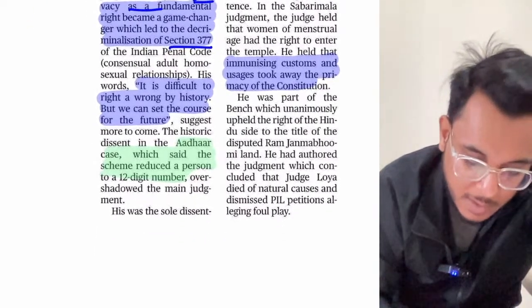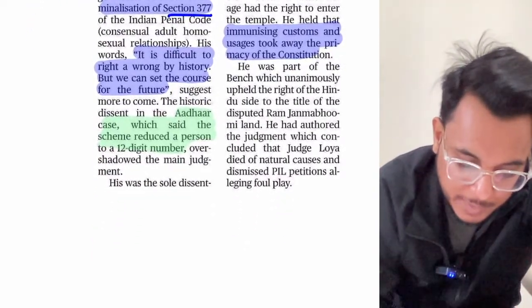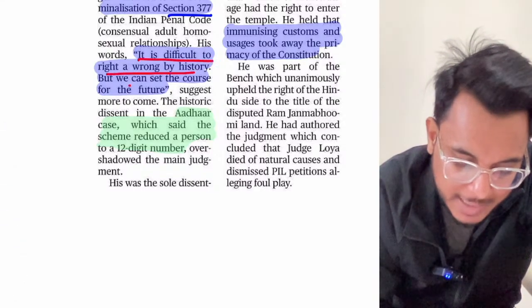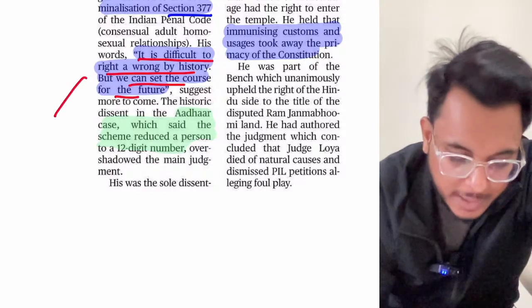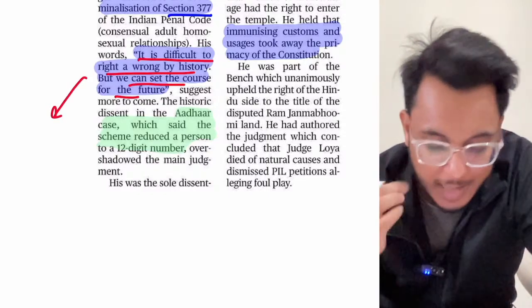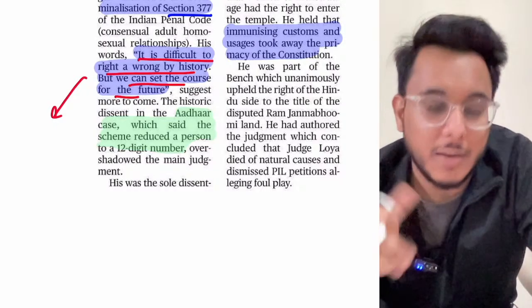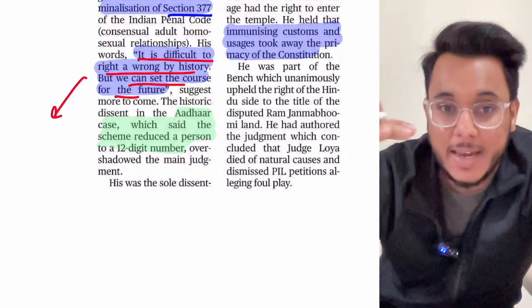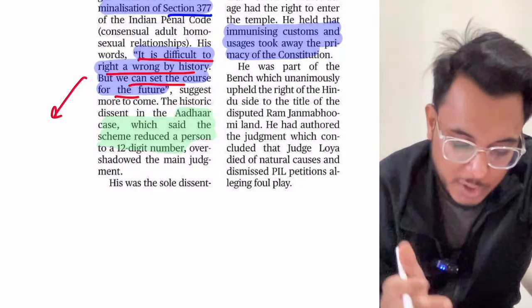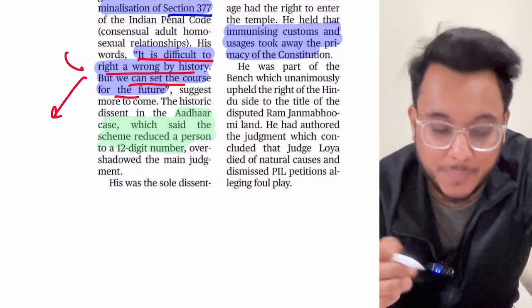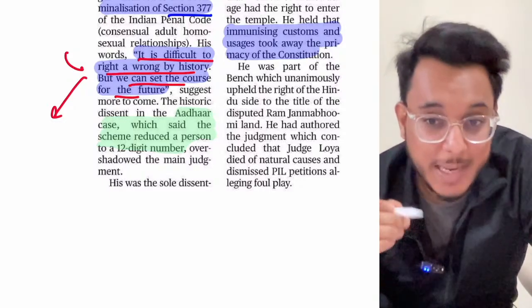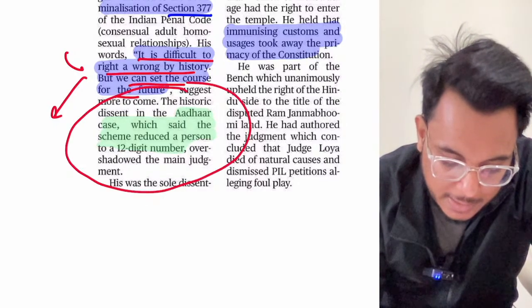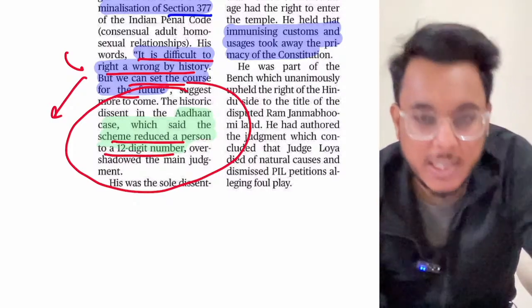He said that it is difficult to right a wrong by history, but we can set the course for the future. What does this quotation mean? He said that what has happened in history, we cannot correct, fine, but we can see that what happens in the future, we can create the correct precedent for the future. We can make sure that injustice in future doesn't happen. In the Aadhaar judgment, he said that the Aadhaar scheme reduced a person to a 12-digit number.